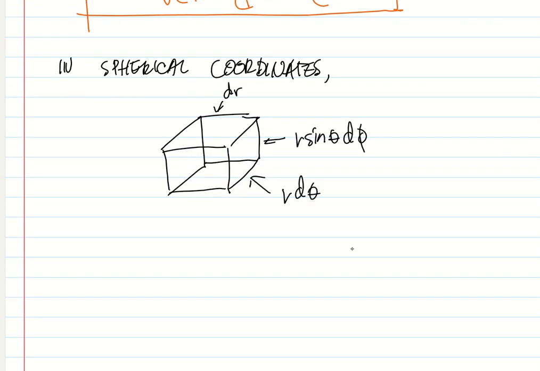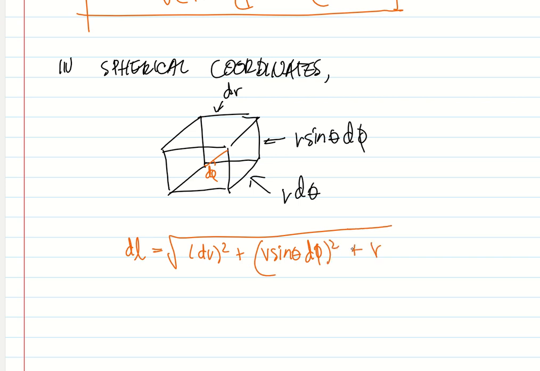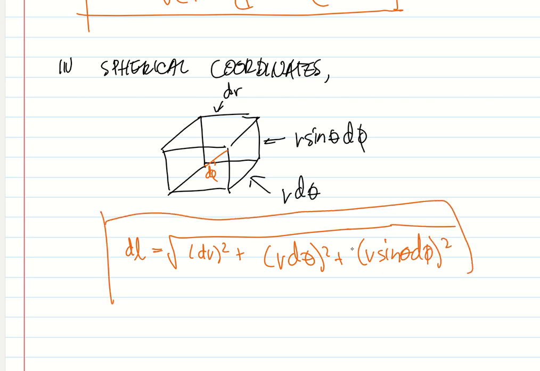So the diagonal again is this diagonal here. That's our dl. So if we solve for that length, the differential length is just equal to the square root of the sides. We have dr squared plus, we can rearrange this, first r d theta squared plus r sine theta d phi squared. So this will be the differential length in spherical coordinates.